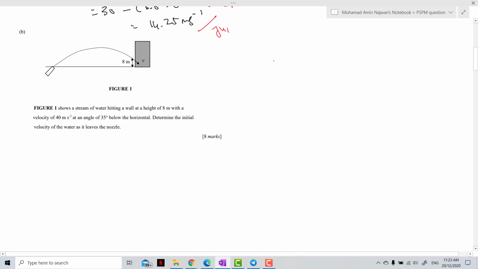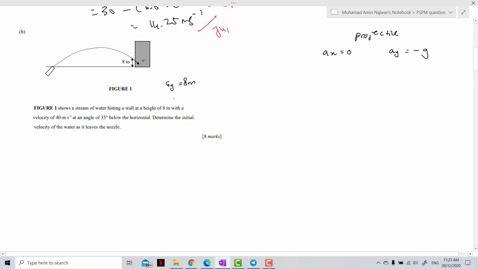So again, when doing the question, put down anything you have learned up until now into your answer. Just write anything. So in this case, you must know that inside projectile, AX will be equal to 0, AY will be equal to negative G. These are the main things you must know in projectile. Then the question says, figure 1 shows a stream of water hitting the wall at a height of 8 meters. So SY equals 8 meters.